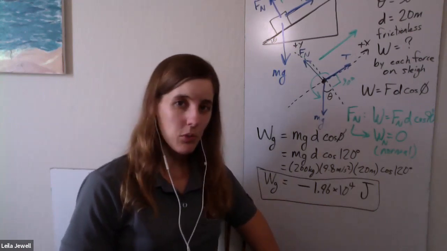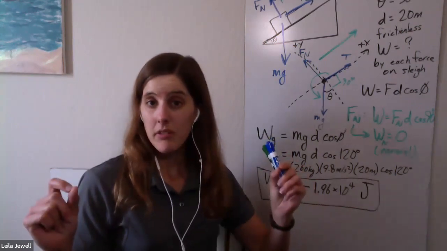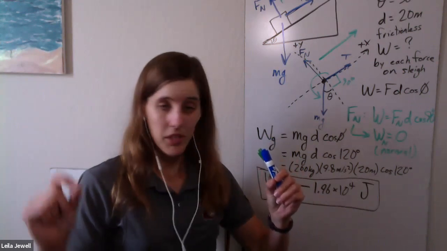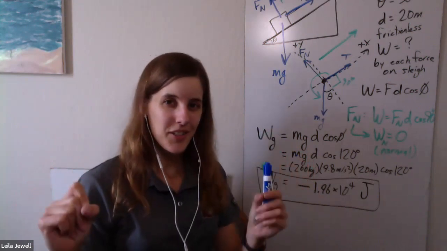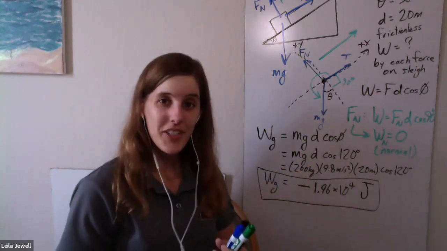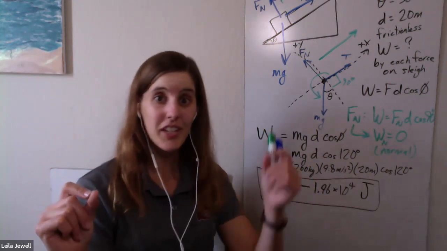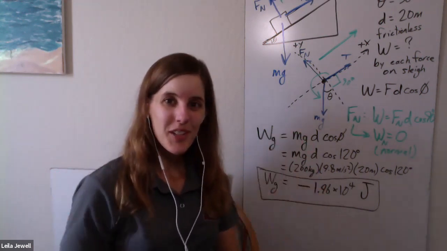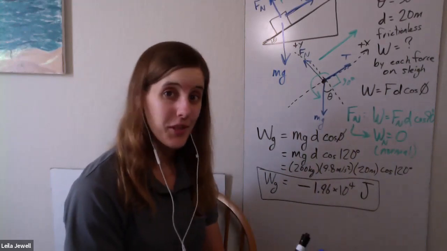But the problem gives us one other clue, and it just says that the sleigh starts and stops at rest, which means it's going to have non-zero acceleration in there, but at the beginning and at the very end, it's not moving. How does that help us? If it starts and stops at rest, that tells us that what's the kinetic energy at the start? 0. What's the kinetic energy at the end? Also 0. So because it starts and stops at rest, we know that the change in kinetic energy is going to be 0.